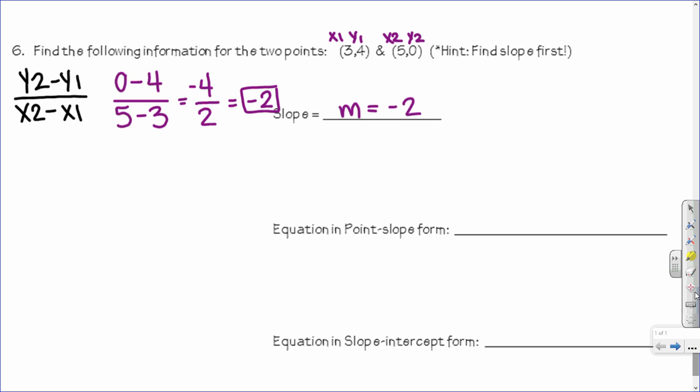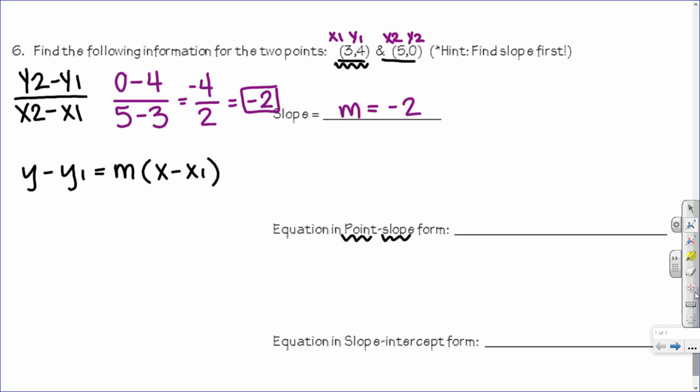Okay, the next step is to put our equation in point-slope form. I'm just going to rewrite the formula so we have it. Y minus y1 equals m times x minus x1. So for point-slope form, we need to have two things. We need to have a point on the line, and we need to have the slope. Well, we just discovered that the slope is negative 2. Now we need to have a point. Well, we're given 2 points in our problem, so let's pick one to use. I'm going to go ahead and use the first point they give us.